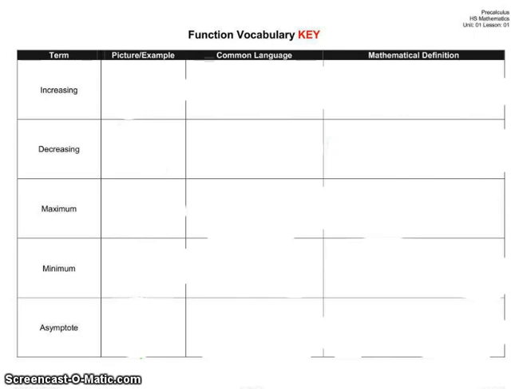The first term we're going to use is called increasing. A pictorial example looks like this. As you can see, it's a curve that increases from bottom to top, and it can look like this or it can look like that. The common language you use for increasing is it goes up from left to right.